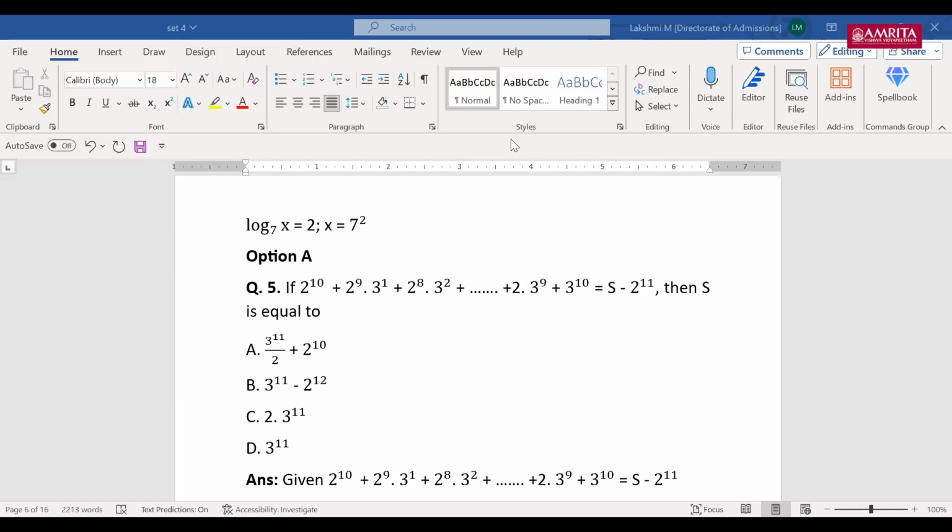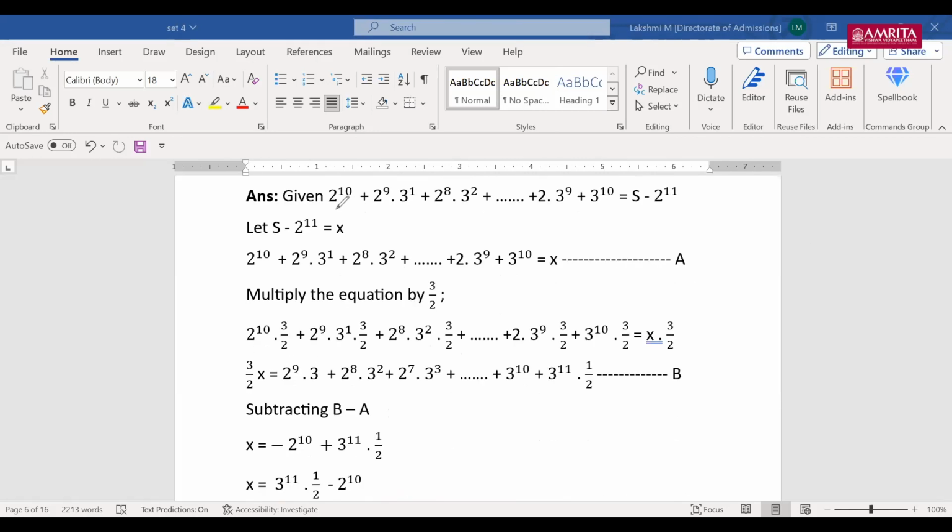Okay, I got an answer B also. 3 raised to 11 minus 2 raised to 12. Okay. Yes, I think we'll discuss it. There is one more question that's added up in it. So this is the part that's there in the question. Now what I'm going to do is, I'm just going to assume this part, s minus 2 raised to 11, equal to x. Let it be x. Here, see the format.